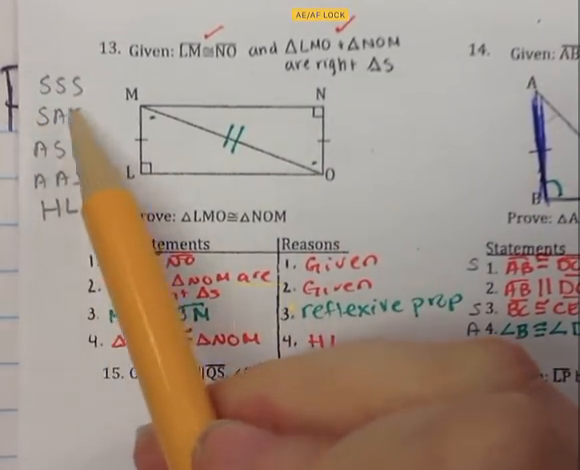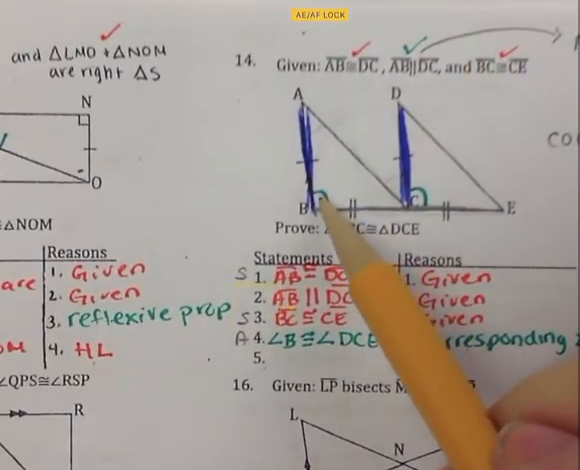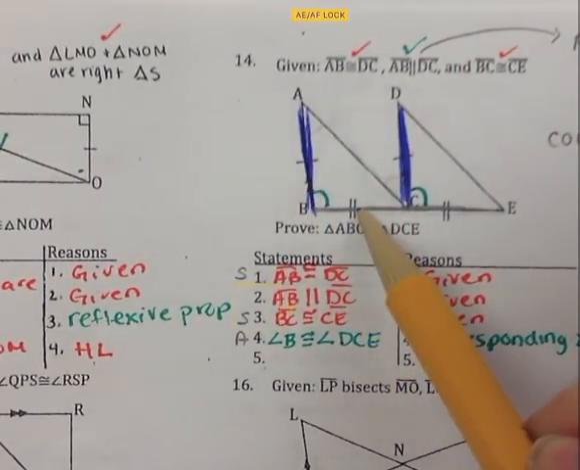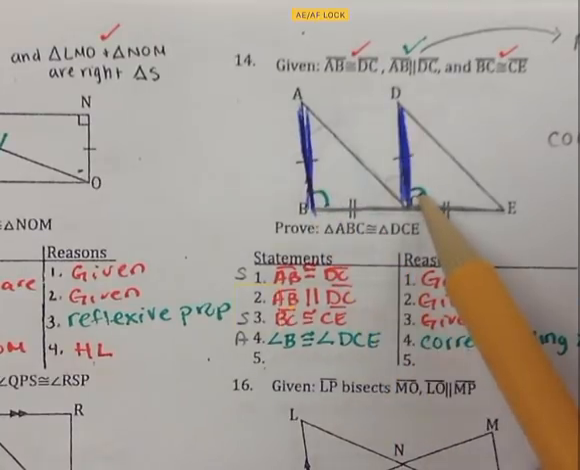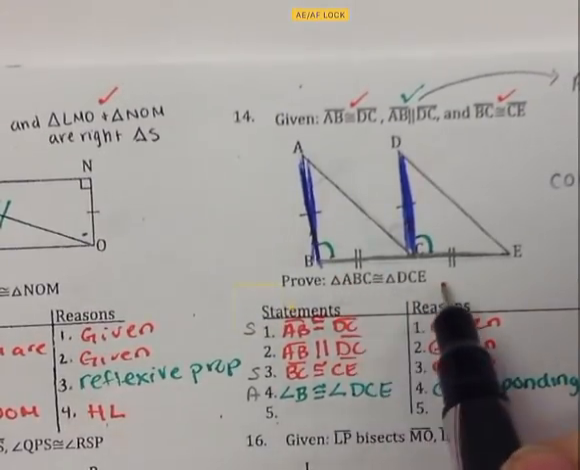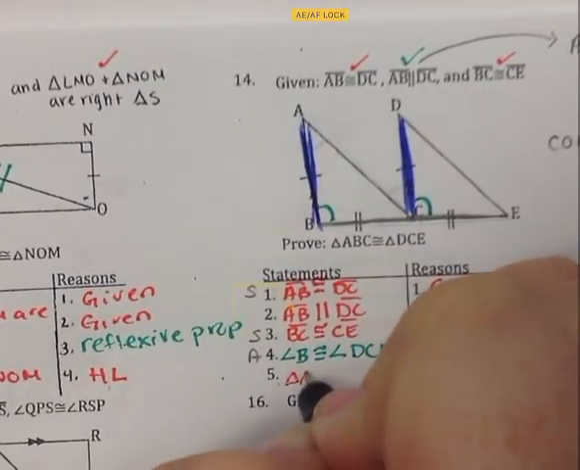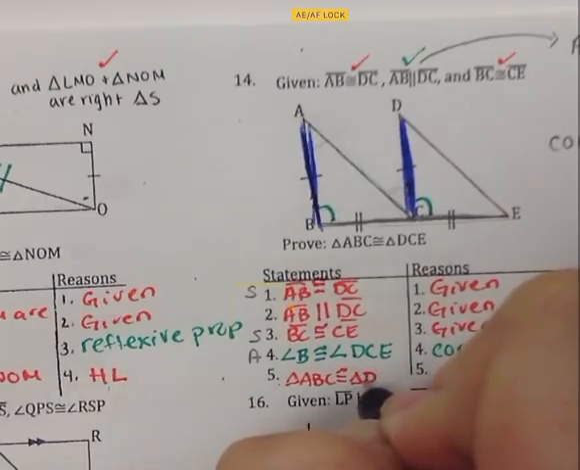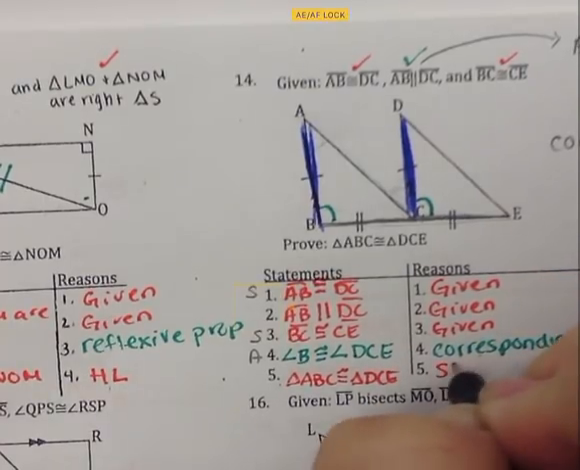We want to try and see side, angle, side. Does this arc touch the blue and the pencil? It does. This arc touches the blue and the pencil as well. So that is side, angle, side. So our two triangles, triangle ABC is congruent to triangle DCE by side, angle, side.